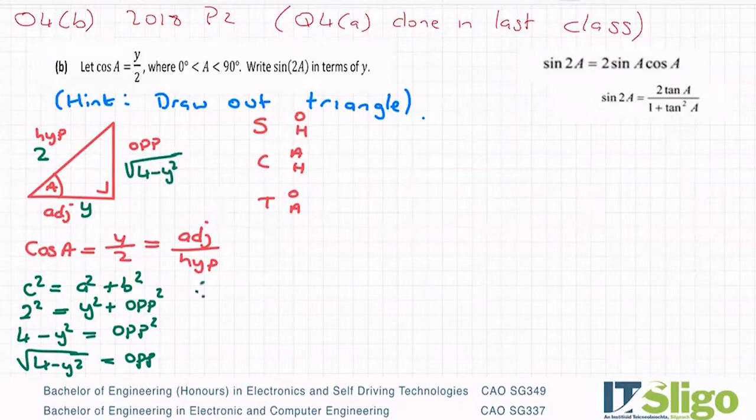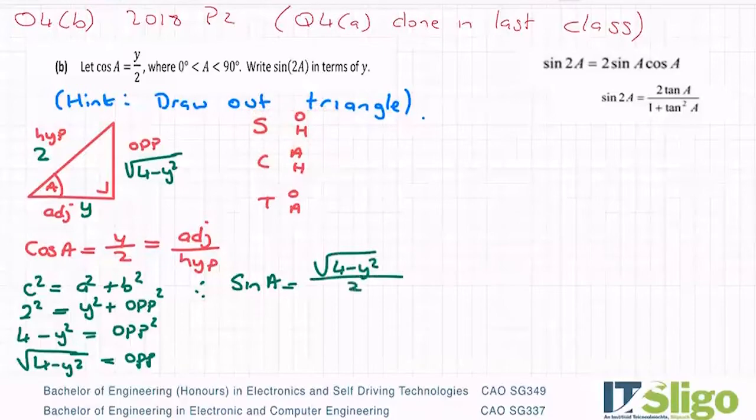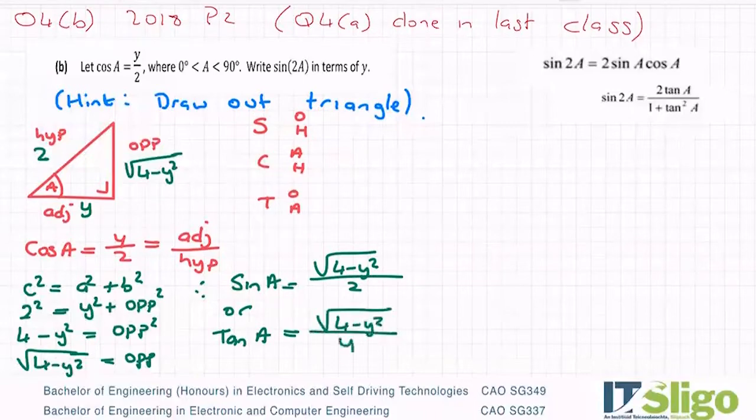So therefore, I can now say that the sine of that angle A is opposite over hypotenuse. So it's the square root of 4 minus y squared over 2. Or of course, I can say the tan of A is equal to opposite over adjacent. So it's the square root of 4 minus y squared over y. Okay, and then you fill it into whatever identity you want to use. So I'm going to try this one because it's obviously easier.